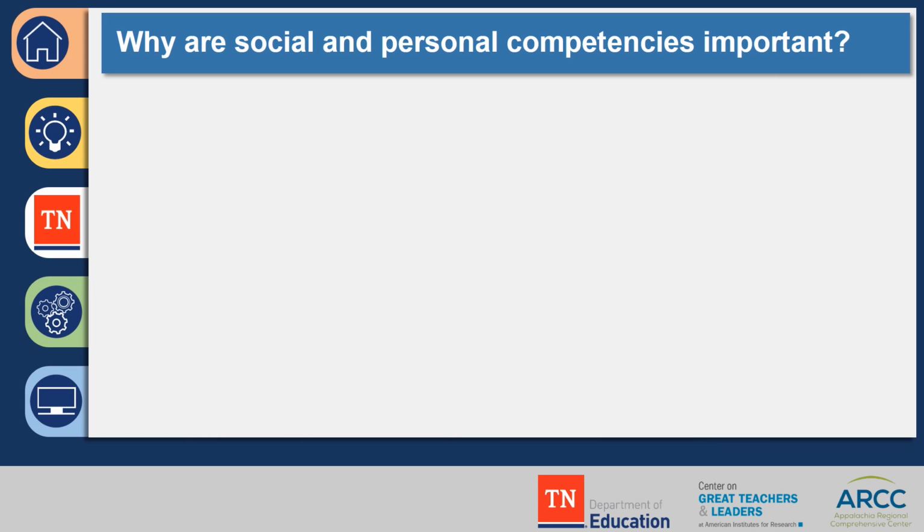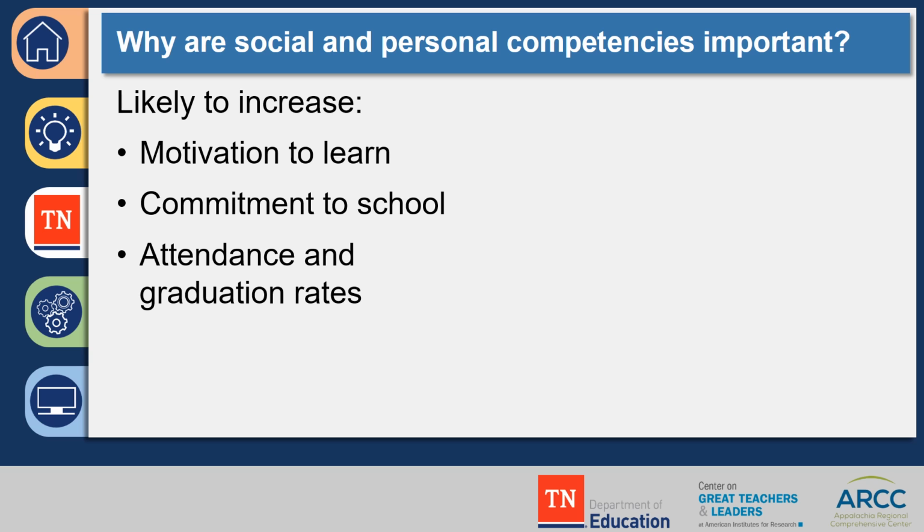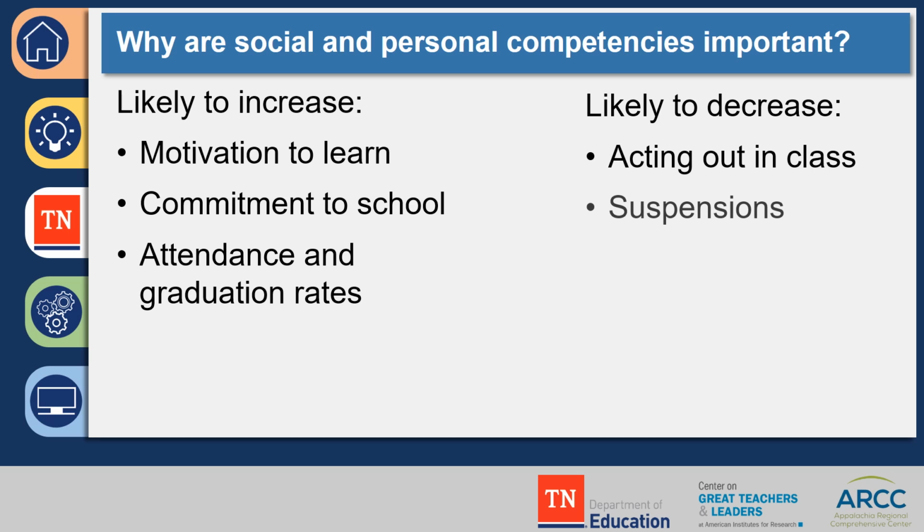You may be asking why social and personal competencies, sometimes called social and emotional learning, or SEL, is important for student success. Student learning is enhanced when teachers integrate social and personal competencies with academic learning. For example, when students develop social and personal competencies, they're more motivated to learn and have stronger commitments to school. This can be seen through improved attendance and graduation rates. Students also are less likely to act out in class, get suspended, or be held back when there is a focus on social and personal competencies in schools.